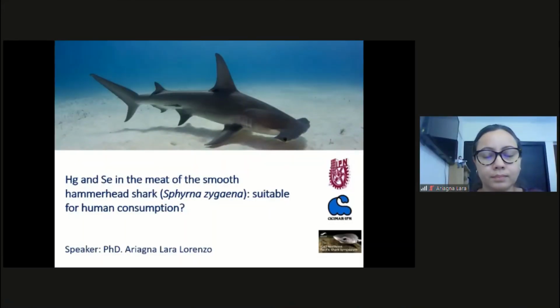Okay. The title of our work is Mercury and Selenium in the Meat of the Smooth Hammerhead Shark, Sphyrna zygaena, suitable for human consumption.